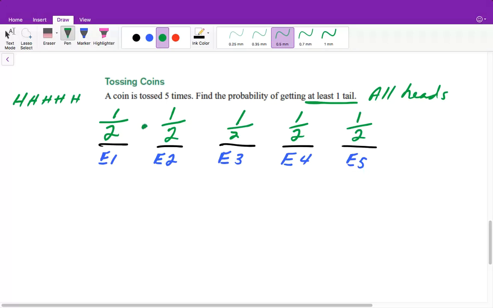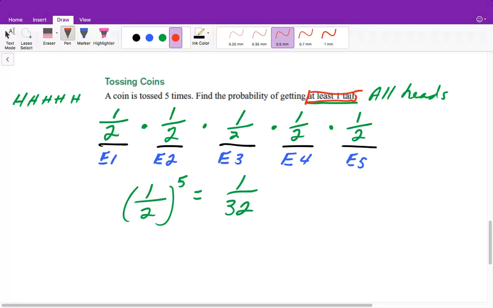And whenever we have these different events, and we want to find the probability of all of them happening, we are going to multiply them. So this is the same as 1/2 raised to the 5th power, which is 1 over 32. So that means the odds of flipping all heads is 1 out of 32. So if we want to find the odds of getting at least 1 tails, we need to take this complement.